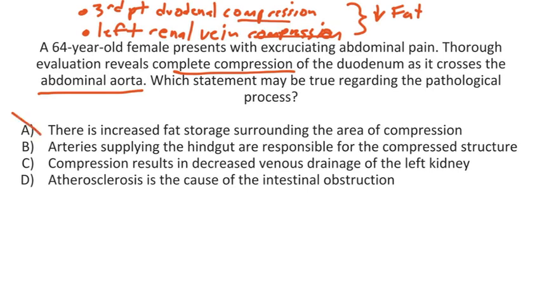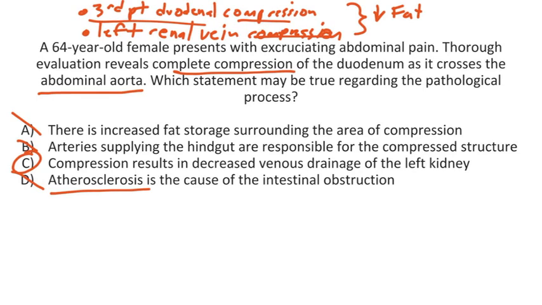Now we know that A is wrong, and that's because in this pathology, we know that it's caused by decreased fat storage, not increased fat storage. Now B is wrong because the SMA supplies midgut structures, not hindgut structures. And we know we're dealing with the midgut, not hindgut, because we're talking about the third part of the duodenum, which is obviously a midgut structure. And we know that D is wrong because the pathology is not caused by atherosclerosis, it's caused by decreased fat storage in the area. So that leaves us with C, which is the correct answer.